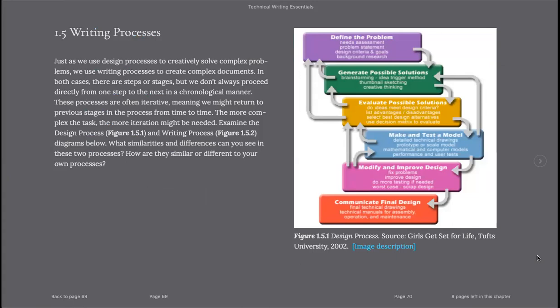When you define a problem in an issue or a simple email communication, you need an assessment of that problem. Then you create the problem statement, in clear, concise, direct language. Then you design the criteria and the goal. Background research is absolutely important to know the clarity, to know the problem. After that, we start generating possible solutions.